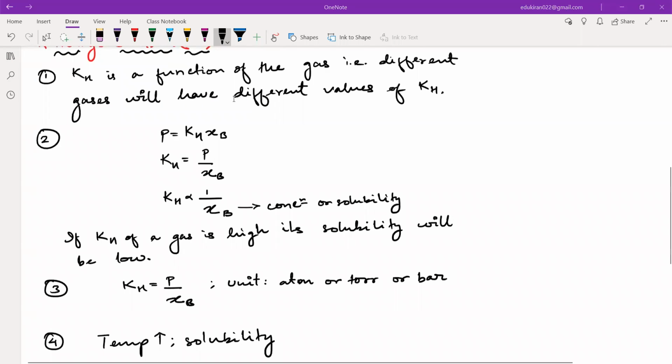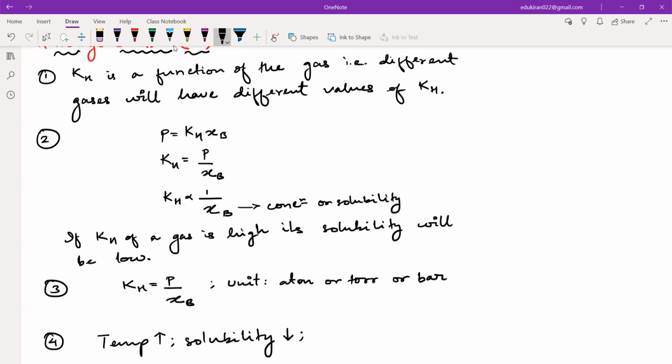Yes or no? Abdul Rahman said this. Abdul Rahman, hello, am I audible? Please unmute. Yes, sir. Solubility will decrease with increase in temperature.